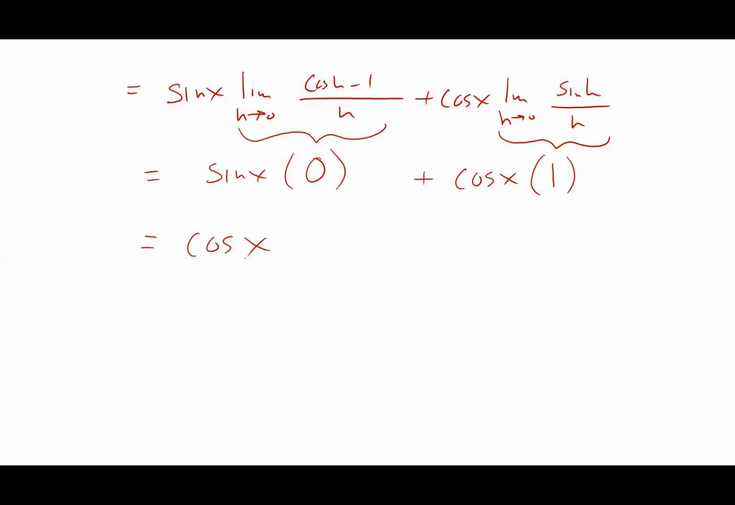You need the algebra proofs. You need the geometry proofs to get you to that connection here. So there it is. The derivative of sine is cosine.